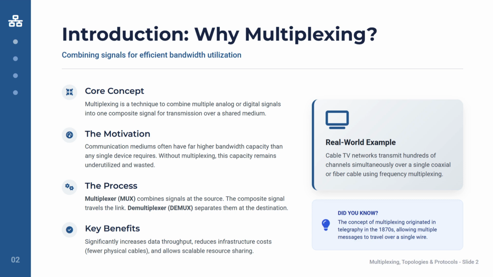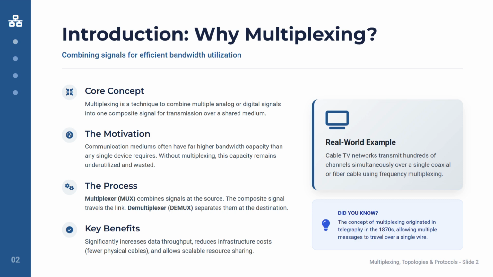At its heart, the core concept of multiplexing is this genius technique that takes multiple analog or digital signals, think voice calls, video streams, or data packets, and cleverly combines them into one single composite signal. This bundled powerhouse then travels over a shared medium, like a fiber optic cable or wireless airwaves, making everything more efficient. Why bother? The motivation is pure economics and smarts.